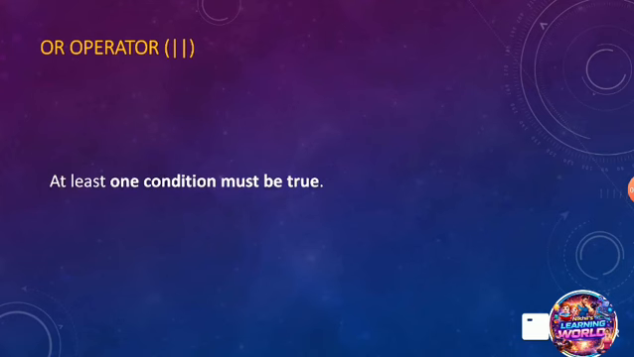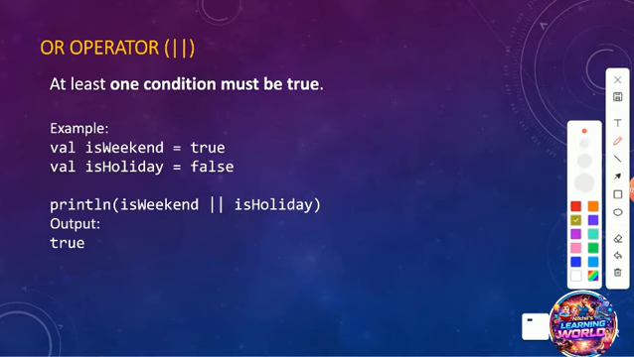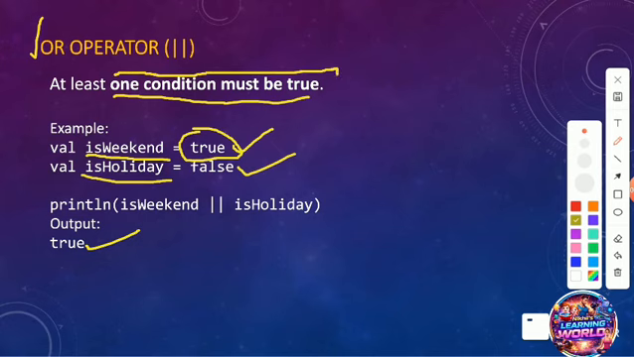Okay, so the OR operator. OR operator means at least one condition must be true. For example, isWeekend is true, it's a Boolean, right? And isHoliday is false. It's a Boolean value, where we are checking whether isWeekend is equal to true or isHoliday is true. So it will return true, because at least one condition must be true. Here isWeekend is true, so the output is true.